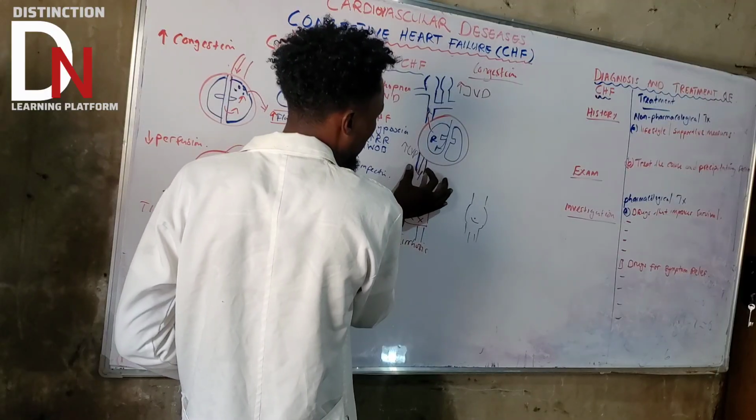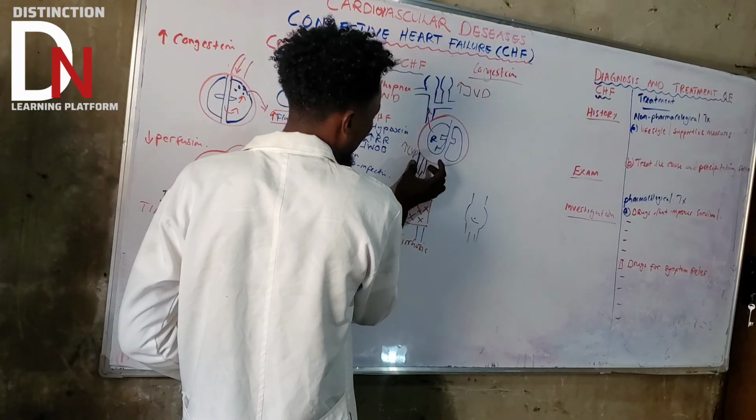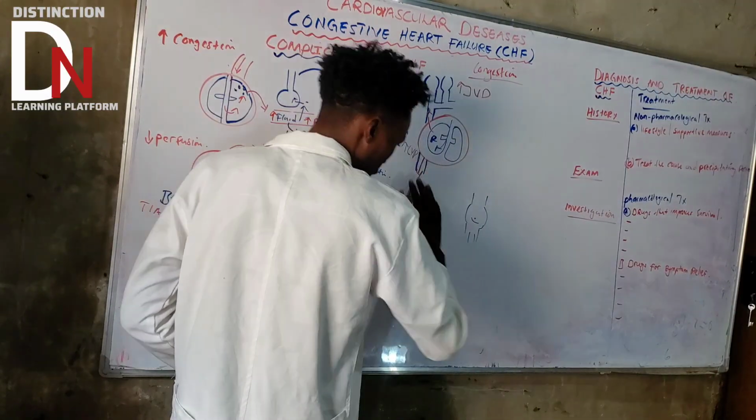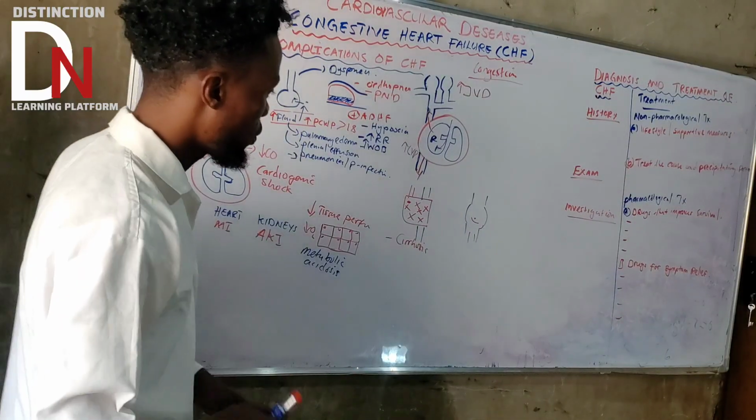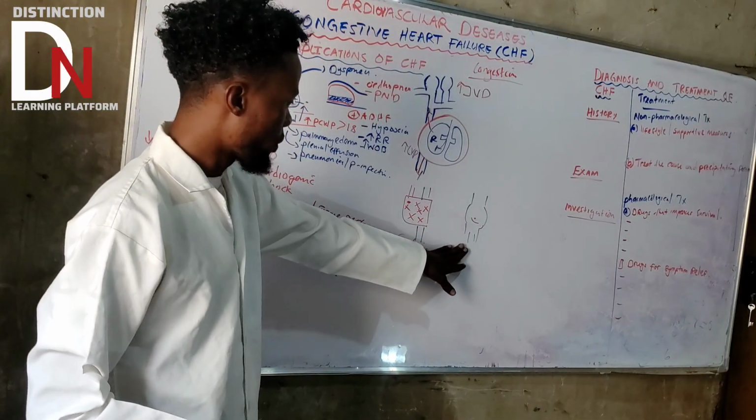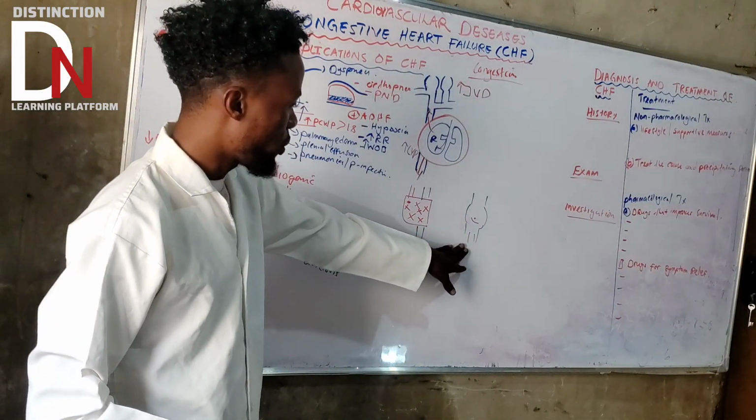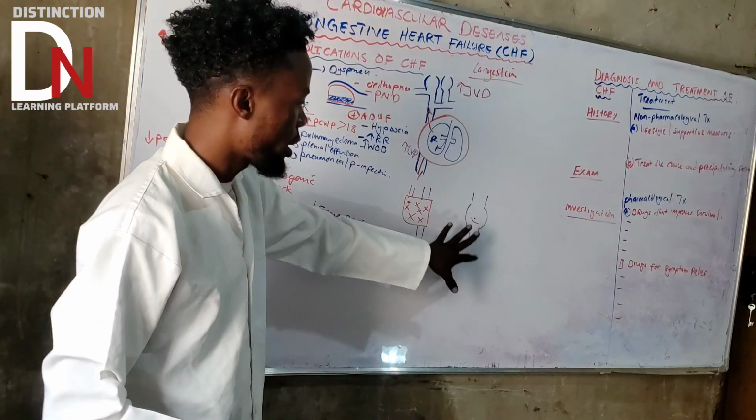This blood coming from the inferior vena cava like that, it can also go where? It can also go here, to the abdomen there.